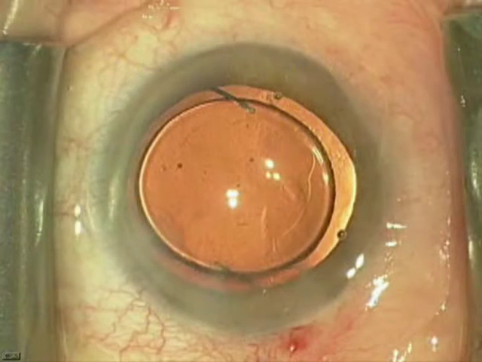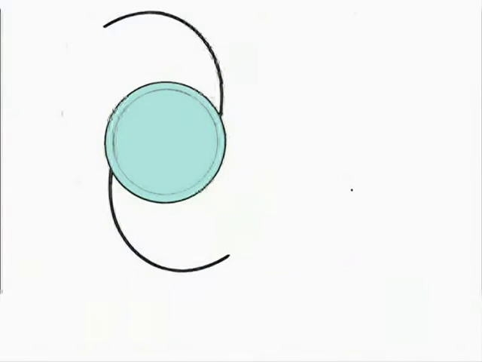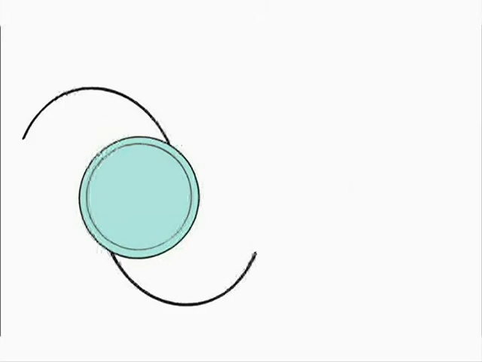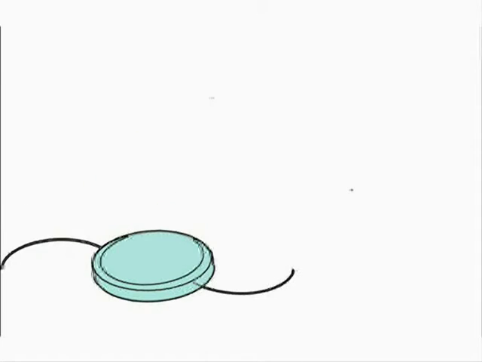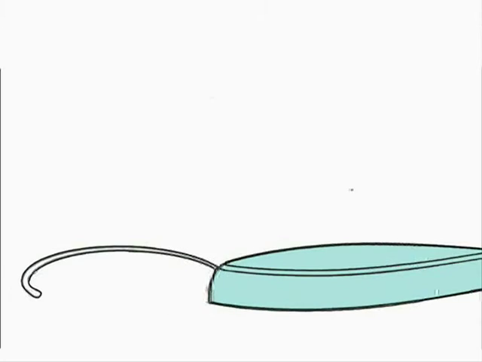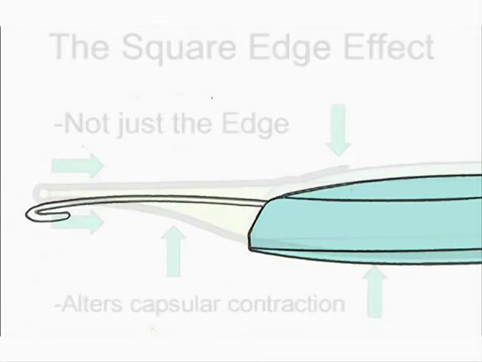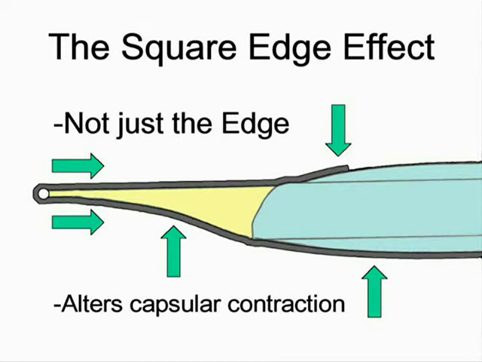But let's take a lens, in this case the Sensar with OptiEdge, out of the eye and turn it on its profile so that we can best examine how this capsular bend forms and how this barrier to Soemmering's ring can help prevent PCO. The benefit of the square edge in inhibiting PCO is not just the square edge, it's how the edge on the IOL alters capsular contraction and affects capsular healing.